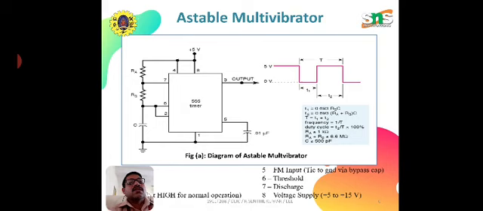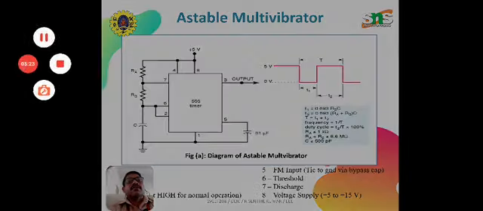You have to increase RA such that T2 is increased, such that on time is increased, such that the LED glows time increases. Now let me see the circuit practically and see whether this LED is blinking and the on time increases or not.